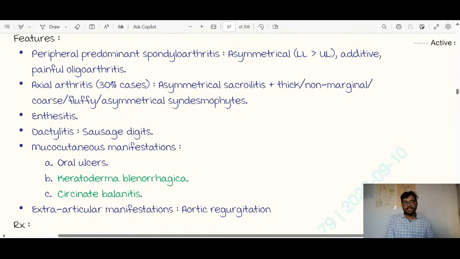Peripheral predominant spondyloarthritis, asymmetrical, lower limb more than upper limb. Additive, painful oligoarthritis. Axial arthritis in 30% of cases: asymmetrical sacroiliitis, thick and non-marginal, coarse, fluffy, asymmetrical syndesmophytes, enthesitis, dactylitis, sausage digits. Mucocutaneous manifestations: oral ulcer, keratoderma blennorrhagicum, circinate balanitis. Extra-articular manifestation: aortic regurgitation.